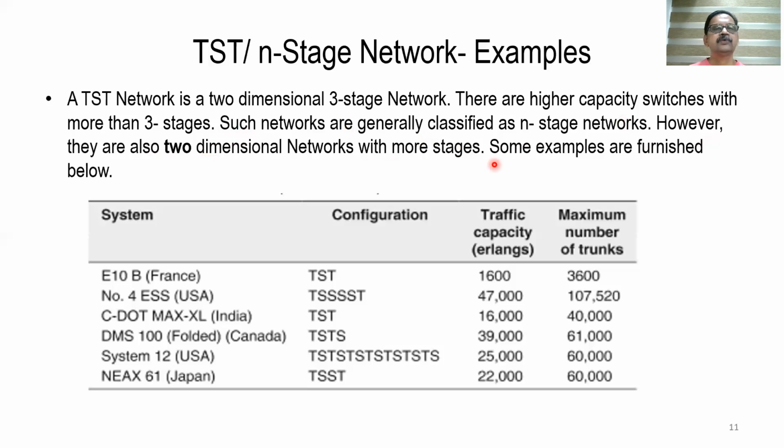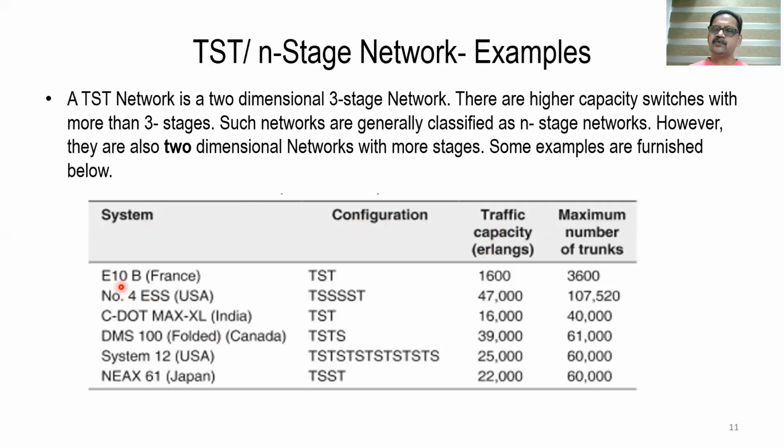So why are they 2-dimensional even with N number of stages? Because they use space stage and time stage together, irrespective of the number of stages. Some examples are furnished below. Here they have given the system name, configuration, the traffic capacity in Erlangs, and the maximum number of trunks it can handle.